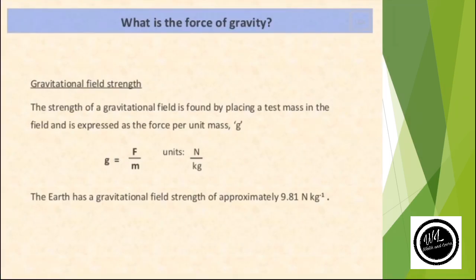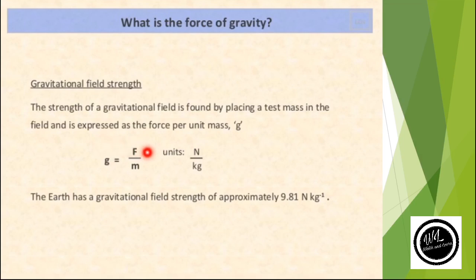Now the question arises, where will the gravitational field be stronger? Obviously the gravitational field will be stronger towards the center of the Earth. And where will it be weaker? It will be weaker if a body is moving away from the Earth.